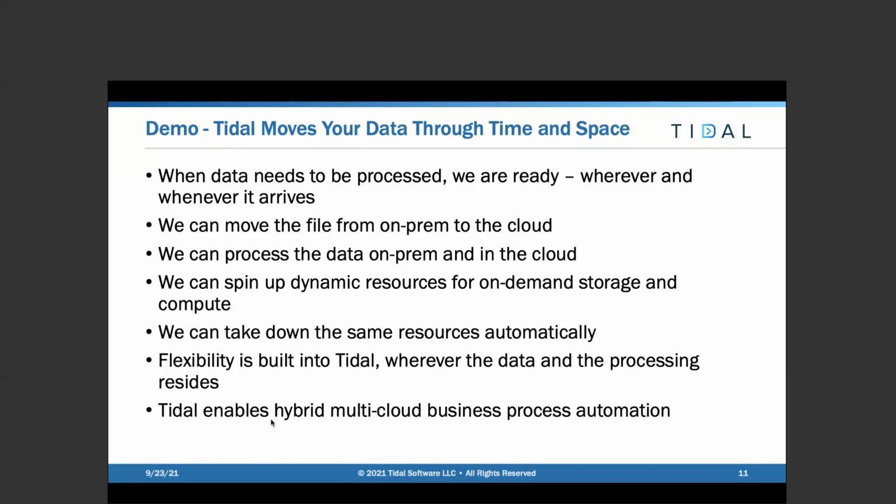So the idea is that wherever that change is occurring and on whatever type of applications, we're ready for it. We're ready when it arrives and wherever it arrives. So we can detect things that need to trigger other things, whether they be in the cloud or on premise, whether they're in Amazon storage or on premise storage. And from that, we can move the data around. So we can move it from premise to the cloud, we can process it there, and we can spin up the resources that we need for on-demand storage and compute.